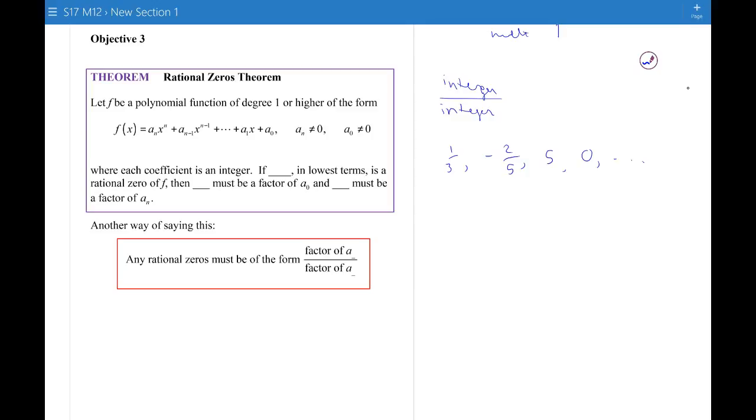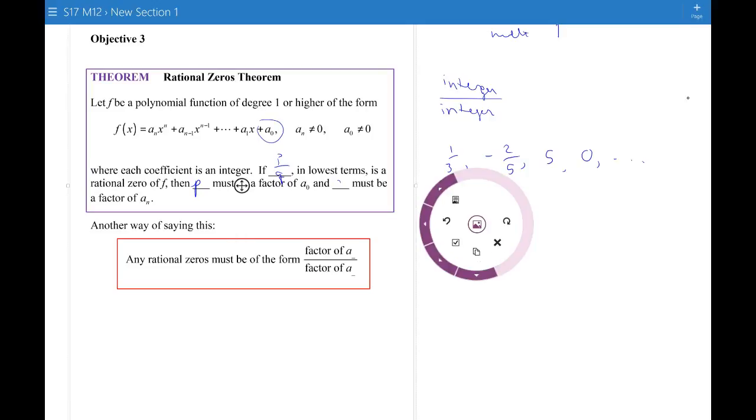So let's suppose we have a polynomial where each coefficient is an integer. So we have integer coefficients. If P over Q in lowest terms is a rational zero of f, then P has to be a factor of the constant, and Q has to be a factor of the leading coefficient.